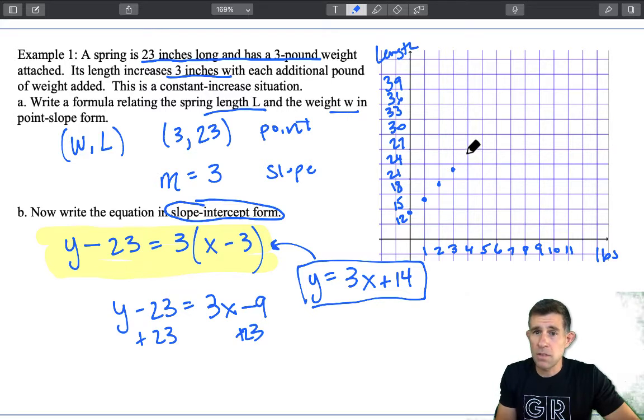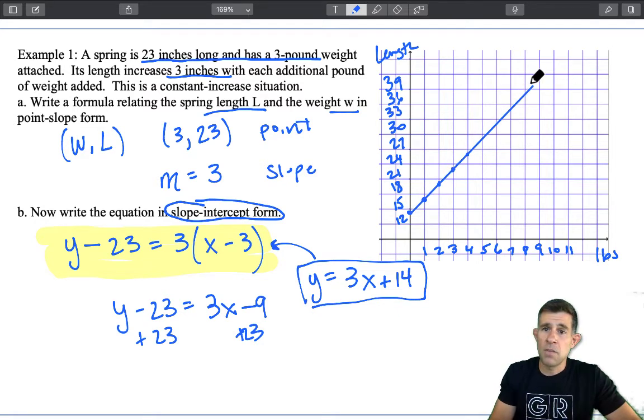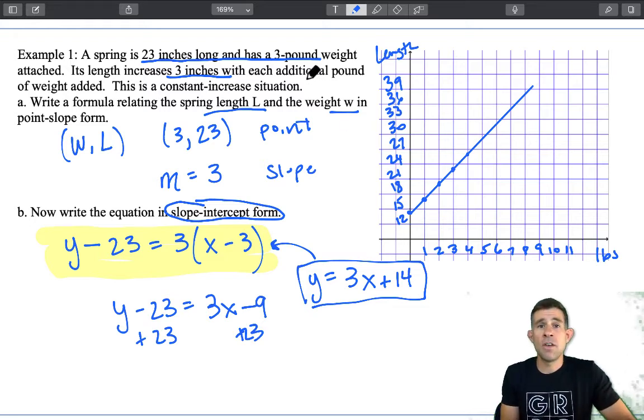So right now it looks like a discrete graph. However, it is possible for this to be a continuous graph because it's possible for me to have some other increment other than just a 3-pound weight added to it. But here you go, there's the graph of that situation.